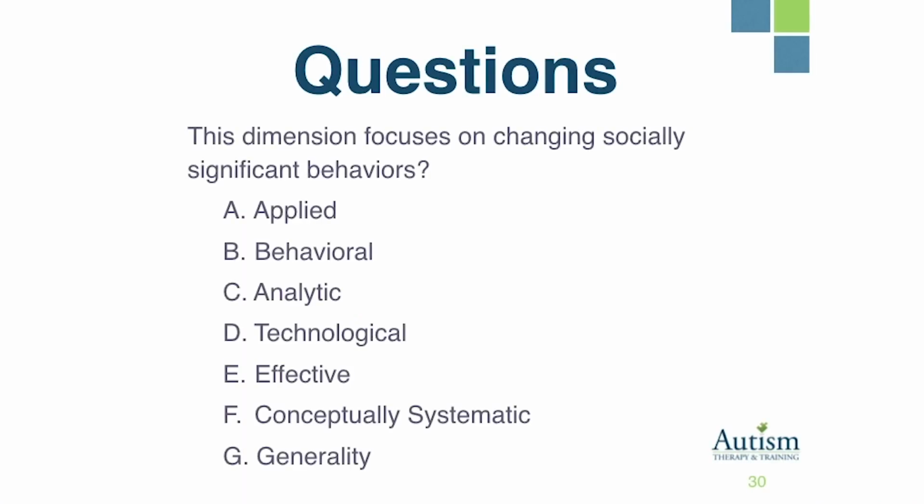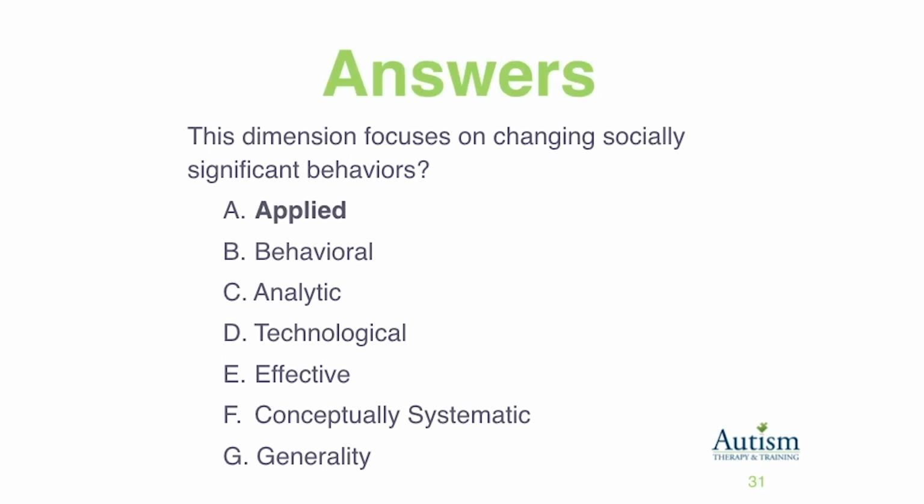This dimension focuses on changing socially significant behaviors. A. Applied. B. Behavioral. C. Analytic. D. Technological. E. Effective. F. Conceptually systematic. Or G. Generality. And the correct response is A.